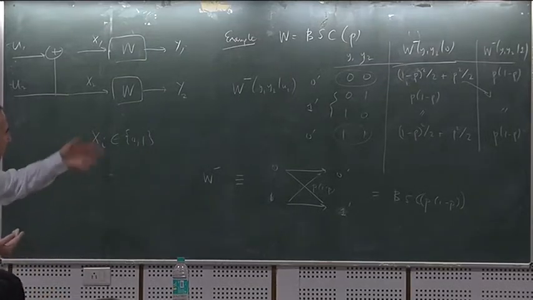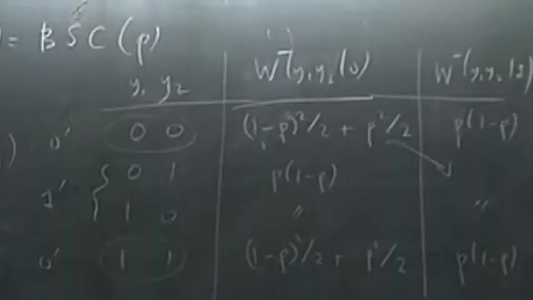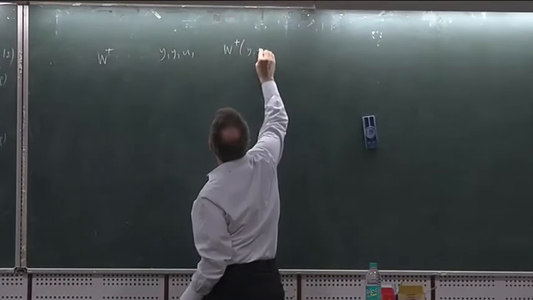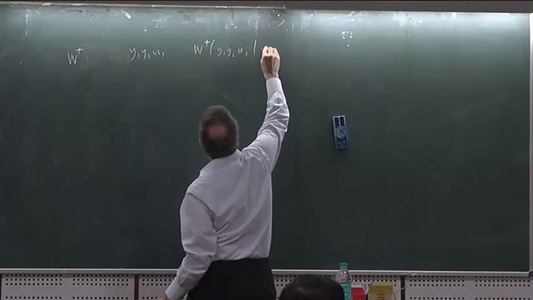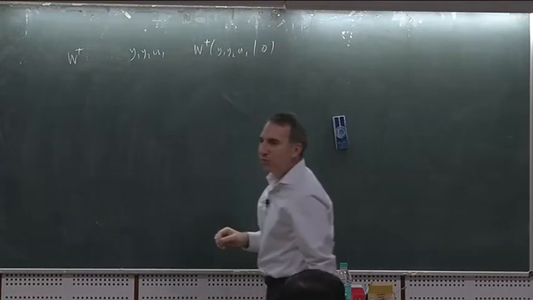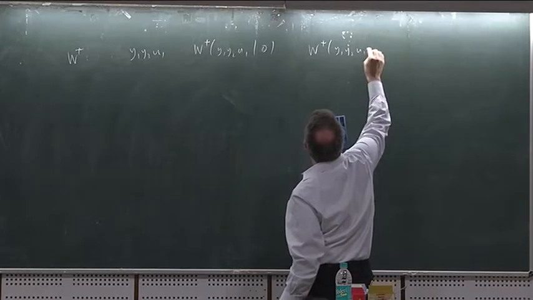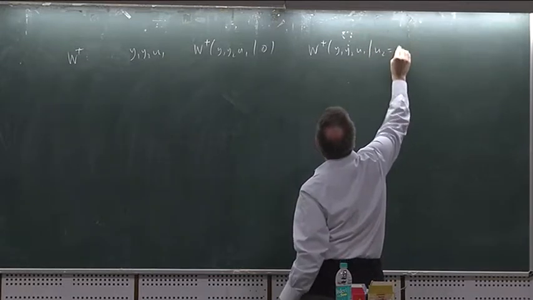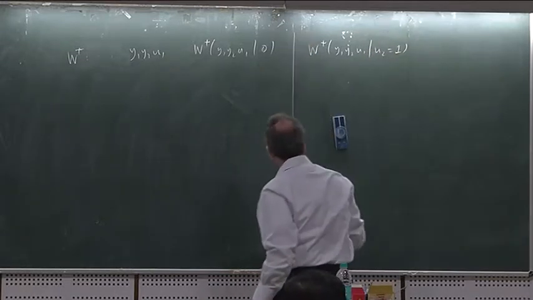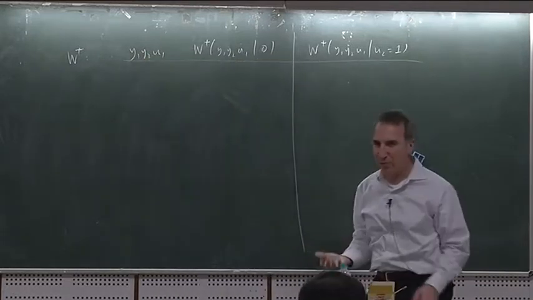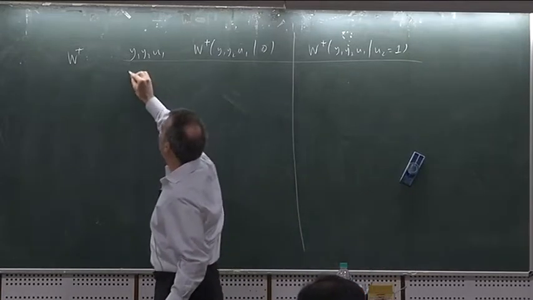Okay. What about the W plus? It's going to be something more ugly. So we have here now y1, y2, u1, and I shall put here W plus of y1, y2, u1 given that u2 is 0. I should also compute the y1, y2, u1 given that u2 is equal to 1. It's a longer table because it has 8 possible entries.